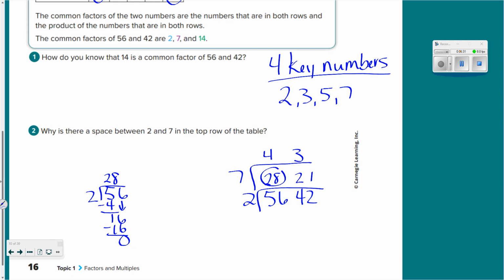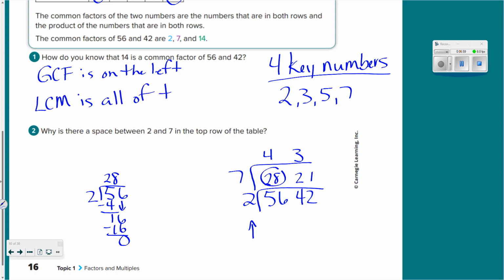So here is your note you need to write. GCF is on the left. LCM is all of them. So in one easy step, we're now able to find both the greatest common factor and the least common multiple of a set of numbers.